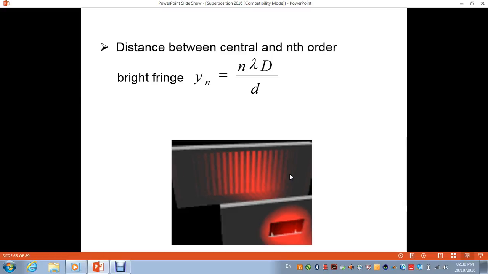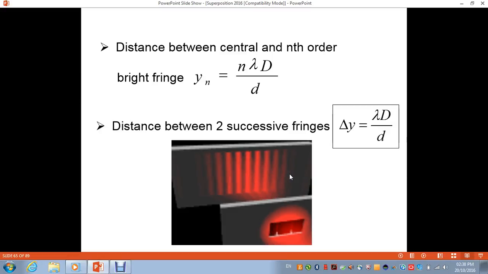So this is still under two source interference. But because I couldn't finish it in the second lecture, that's why it's brought forward here. Similarly, the fringe separation, the distance between the two bright fringes, is also affected by the small d.